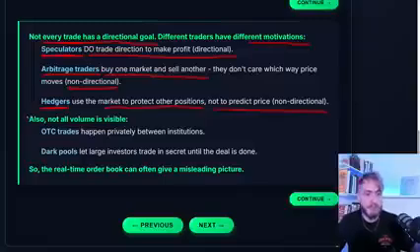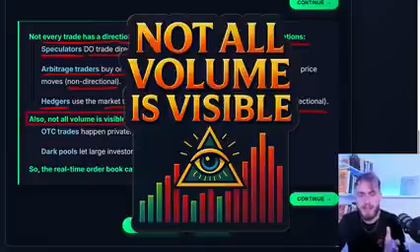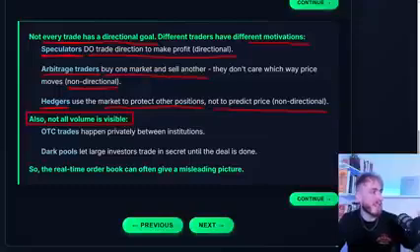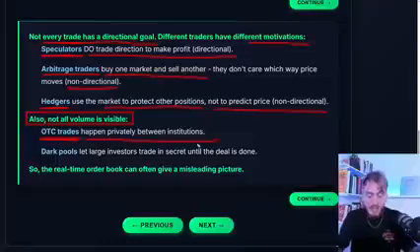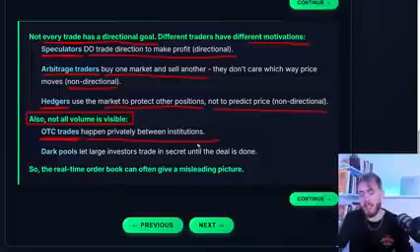Another thing we need to consider is that not all volume is visible. This is once again almost like manipulation, or a way to not affect the market. We have something called OTC, over-the-counter trades, that basically happen in private. These kinds of trades never leave traces in live order books or even in the market. They often get reported afterwards, but in live order books, they don't show up.